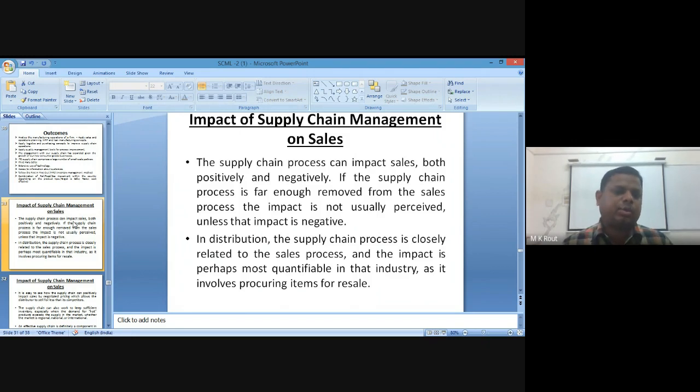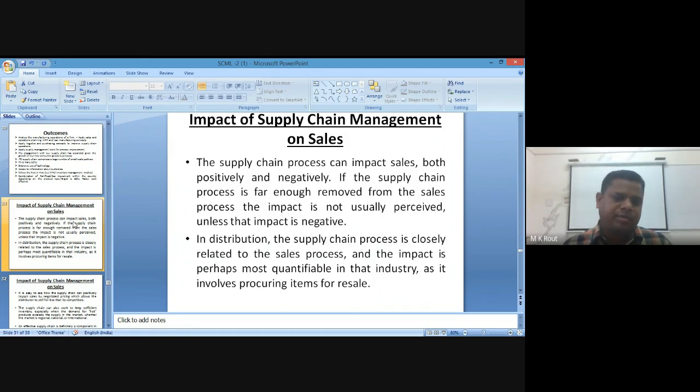In this regard, point number 1, the supply chain process can impact sales both positively and negatively. If supply chain is far enough removed from the sales, the process impact is not usually perceived unless the impact is negative. Also, there are some case studies on how supply chain impacts sales, whether positive or negative. If you think from the distribution point of view, the supply chain process is closely related to the sales process. For example, during any peak demand situation, if your product delivery is delayed, automatically it hampers the sales.